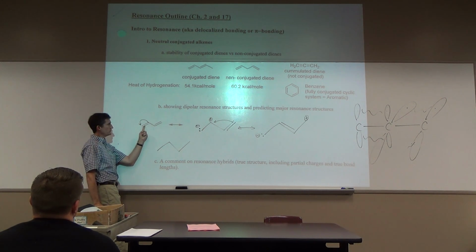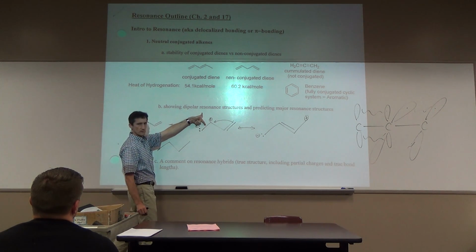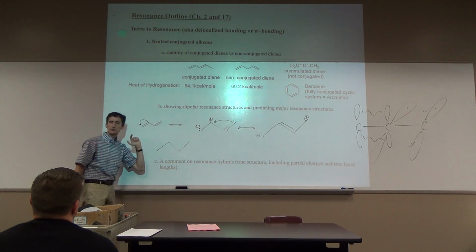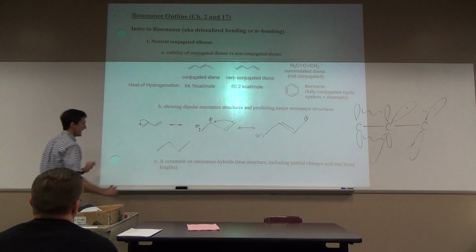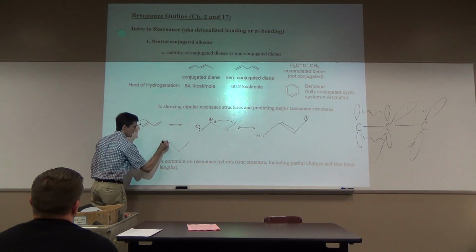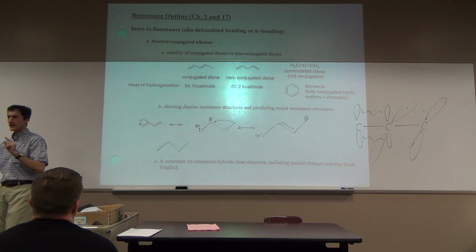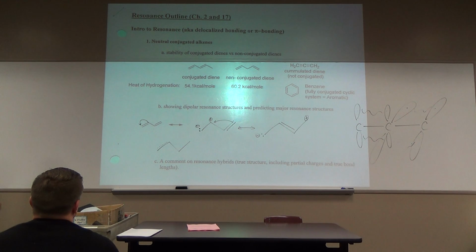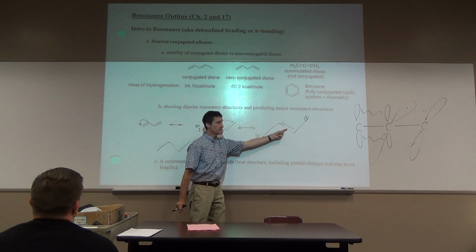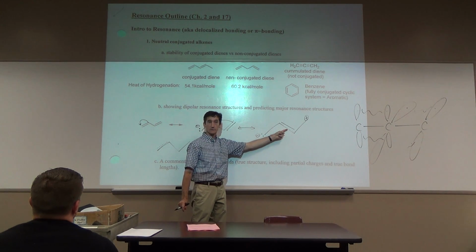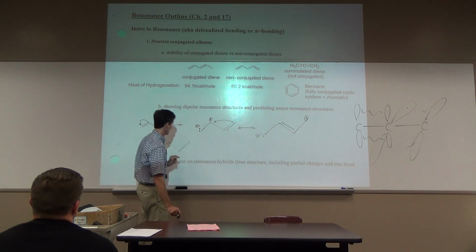Between carbon 1 and 2 is a double bond, but here's a single. What's halfway between double and single? 1.5. So that's supposed to illustrate sort of 1.5 bonds. How about between 2 and 3? Single, single, but double. So it has some double bond character.